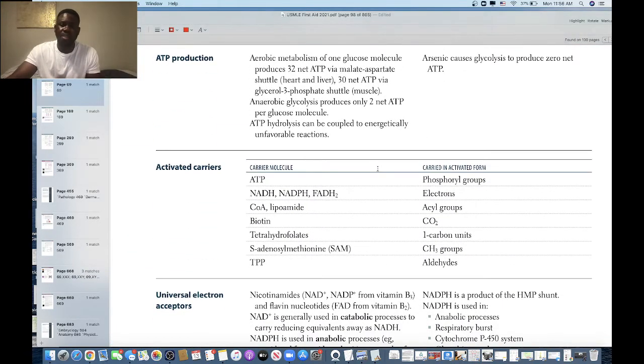Now, ATP production. This page wants us to know how many ATPs are made from each of the pathways. For example, if ATP is made in the liver and the heart, we have 32 net ATP via the malate-aspartate shuttle. We have 30 ATP when it's made in the muscles. This is not high yield. And anaerobic glycolysis produces only 2 net ATPs. Anaerobic means what? No oxygen is involved, therefore the electron transport chain will not work.